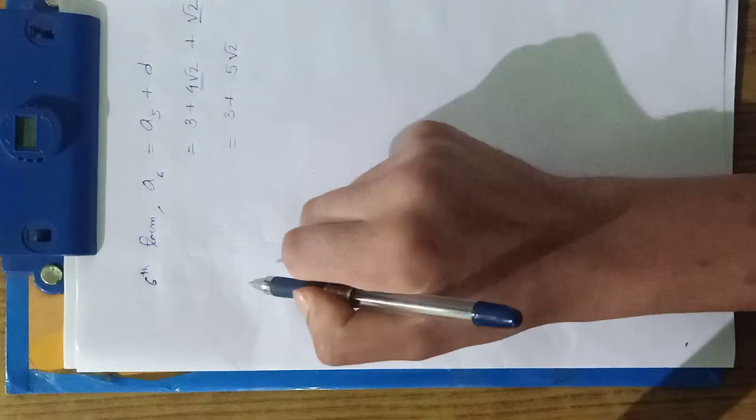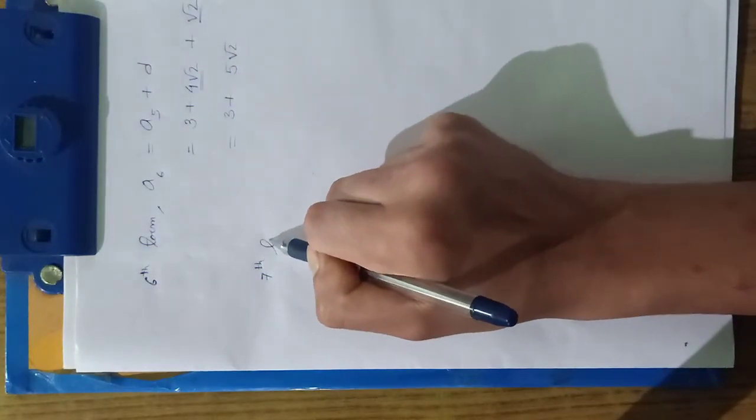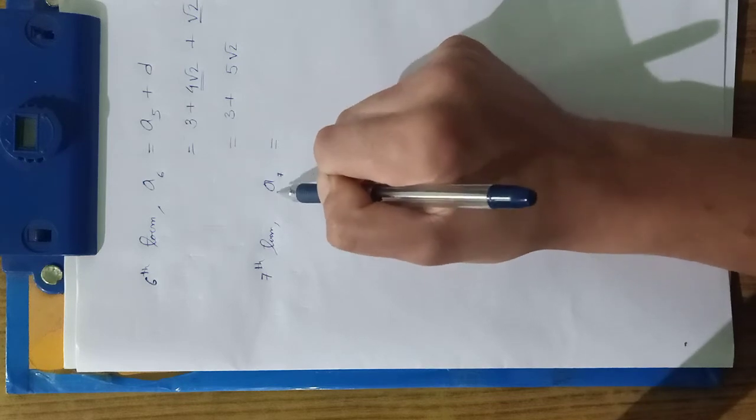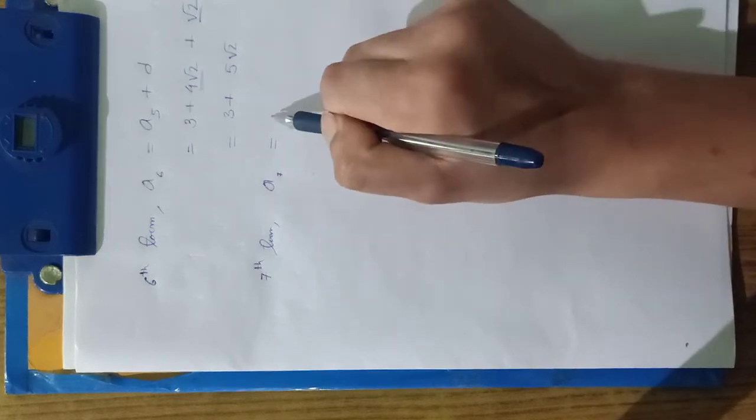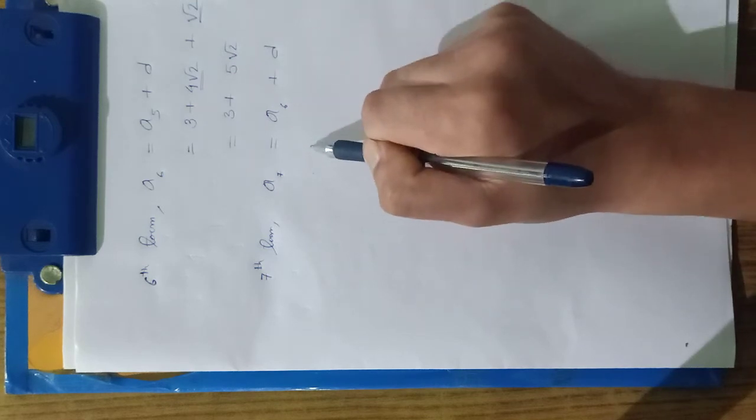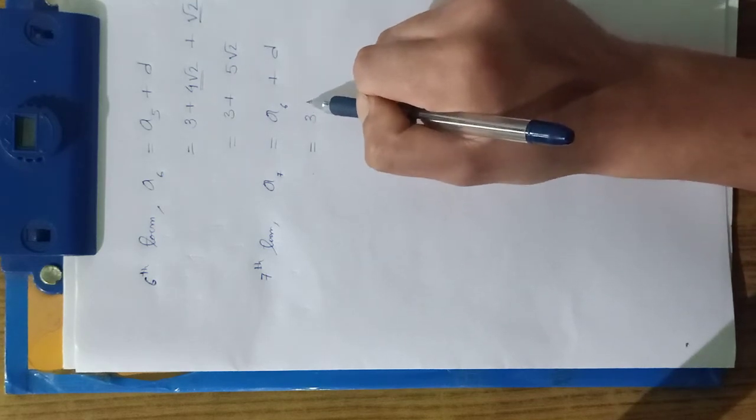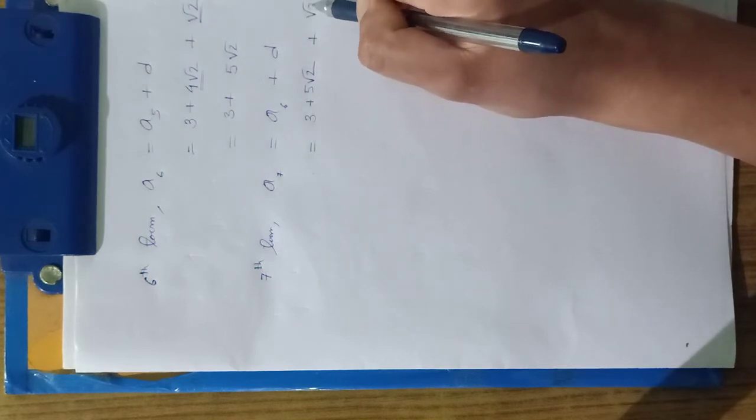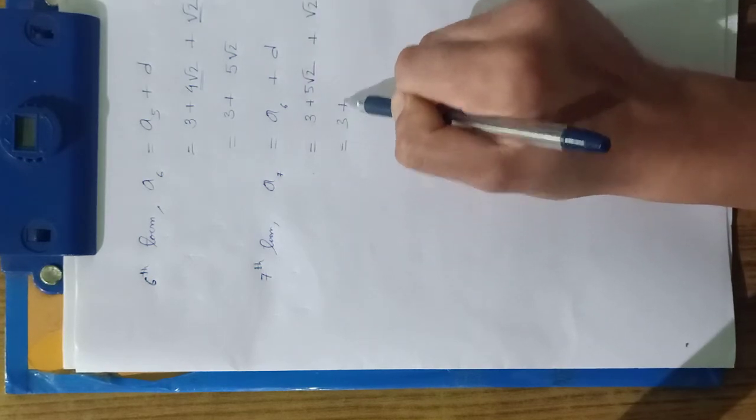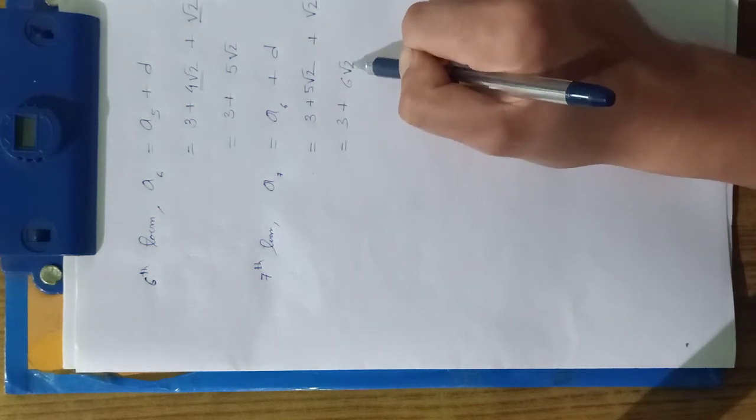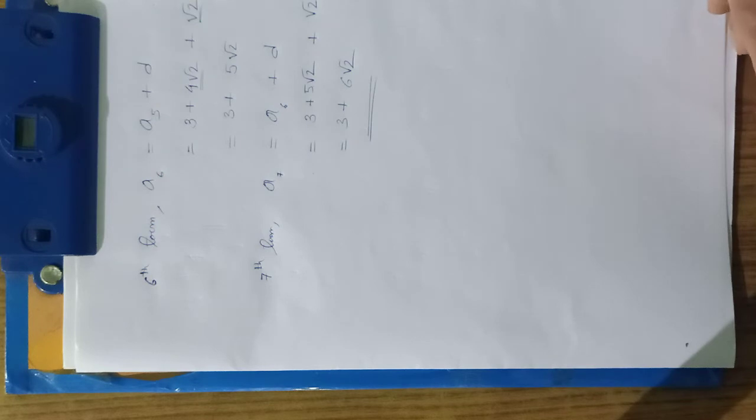The seventh term, that is A7. In order to determine the seventh term from its preceding term, that is the sixth term, we add the common difference. And the sixth term is 3 plus 5 square root of 2. The common difference is root 2. So that is 3 plus 5 square root of 2 plus square root of 2 gives us 3 plus 6 square root of 2. That's your complete solution.